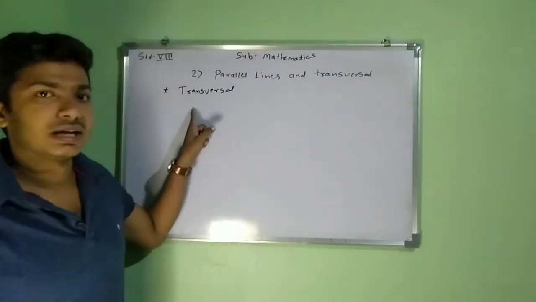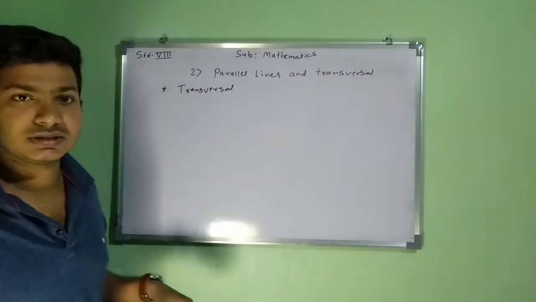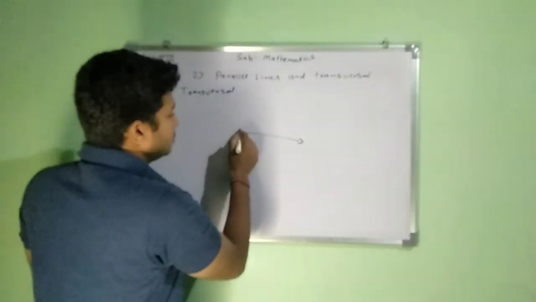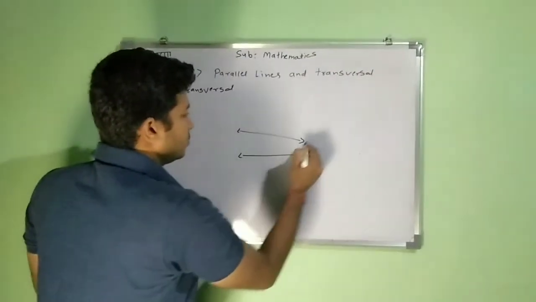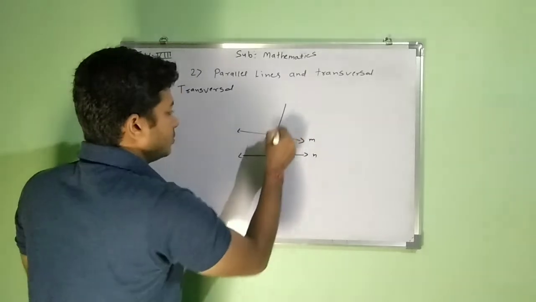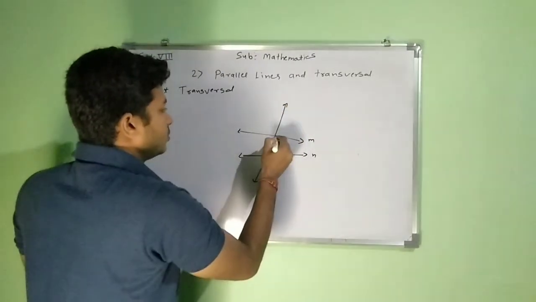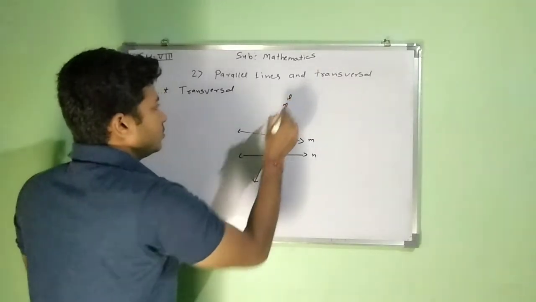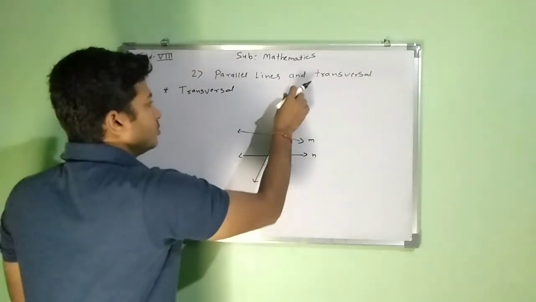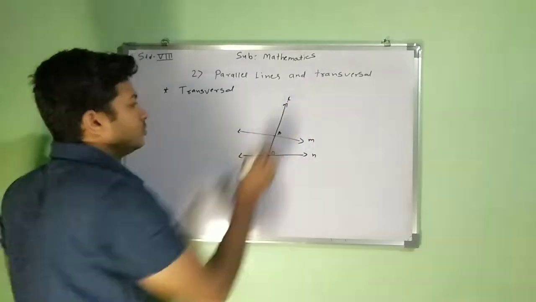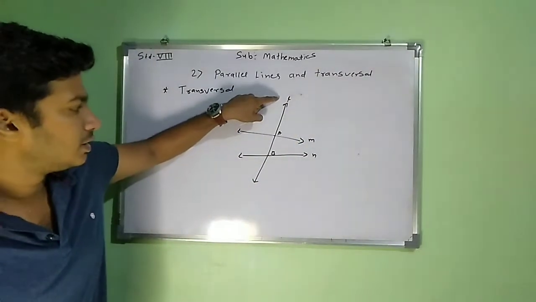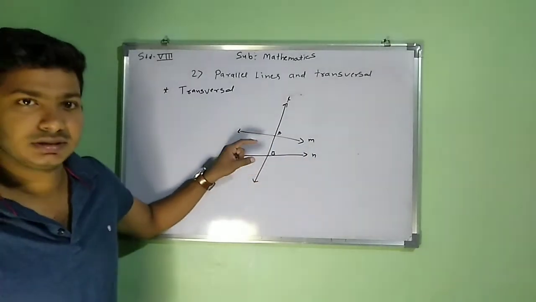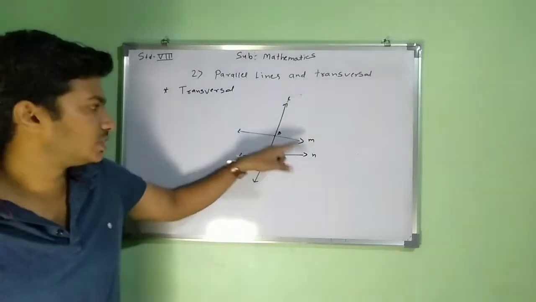Our next topic is transversal. Here we will see what is meant by transversal. We have seen parallel lines. Now we will see what a transversal is. If you look at the diagram, line L is intersecting the two lines, line M and line N, at two distinct points. So L is a transversal of those two lines.